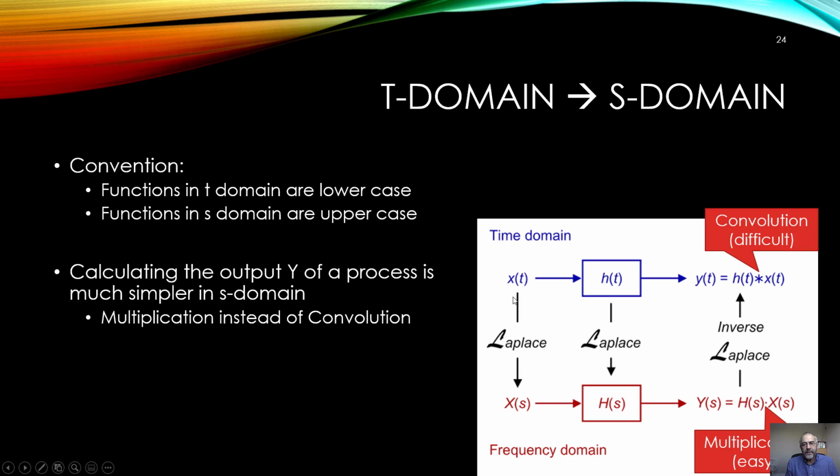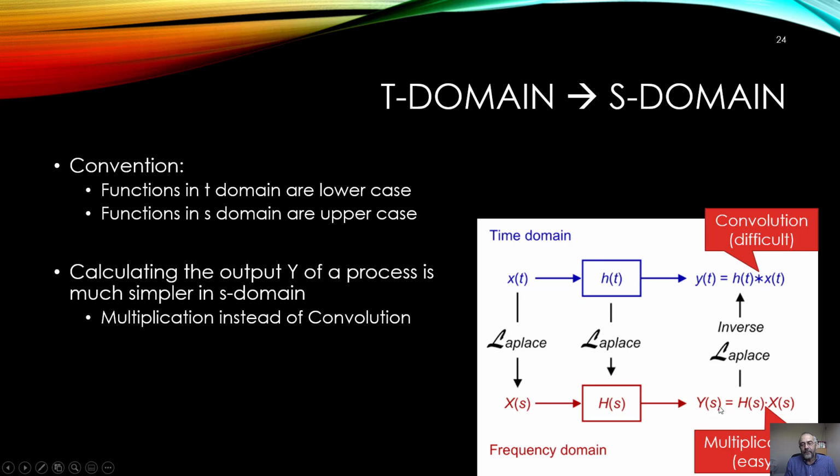So what we do is we first convert both functions to the S domain by applying a Laplace transform. So then we get X(s) and H(s), both capitals. And then calculating the output is very simple. That's now a multiplication. So we just have to multiply H(s) and X(s), and then we know the output. That's an easy operation. That's one of the reasons that we use the Laplace transform and that we go to the S domain.